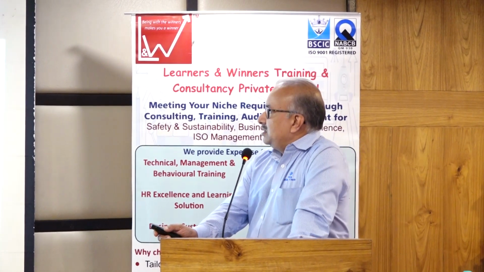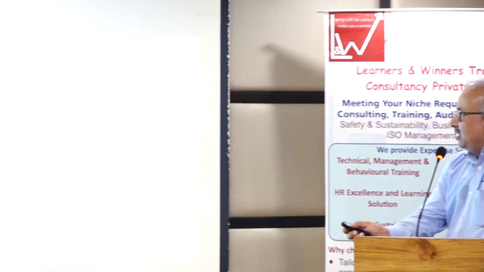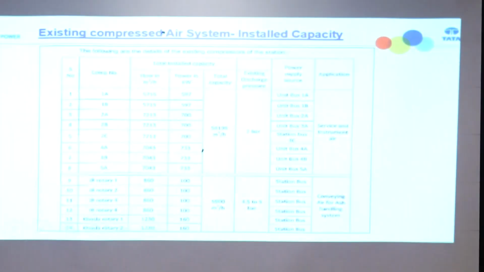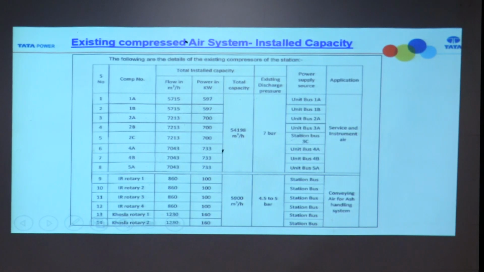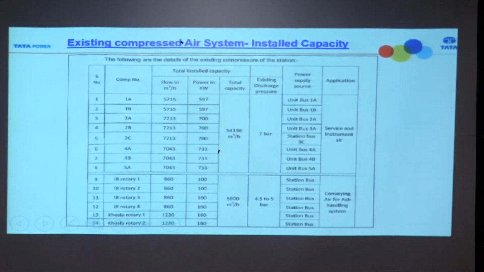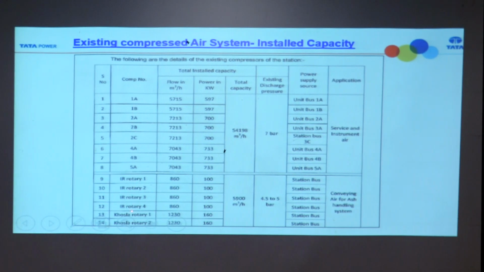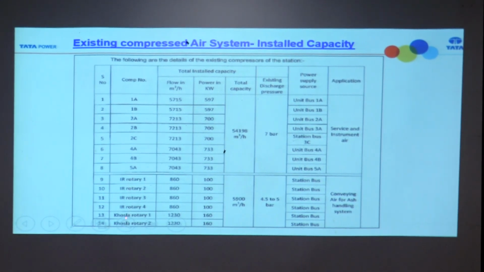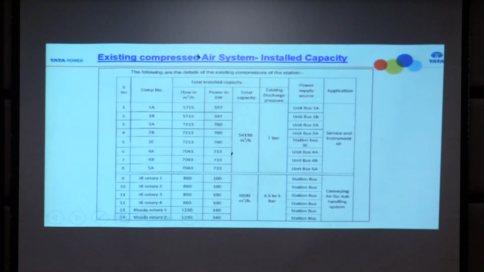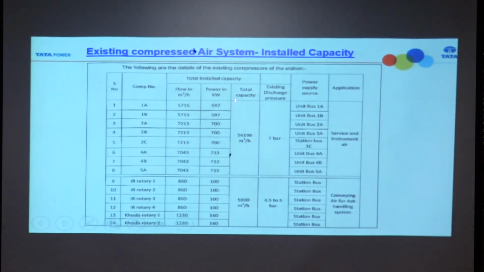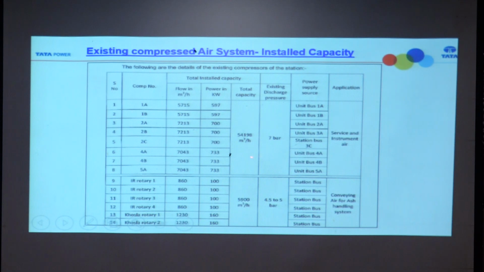The existing compressed air system: these are the installed capacities, and these are the power supply sources from the unit bus and station bus both. These six compressors are IR rotary screw type compressors, and those take power from the station bus. You can see that the total capacity here for instrument and service air combined is 54,119 cubic meter per hour.